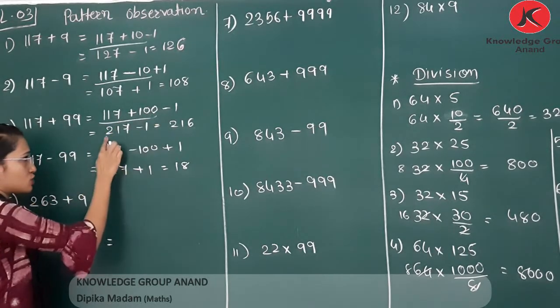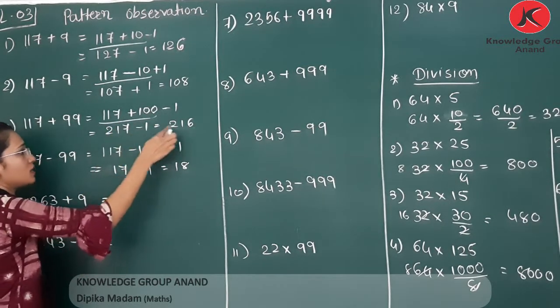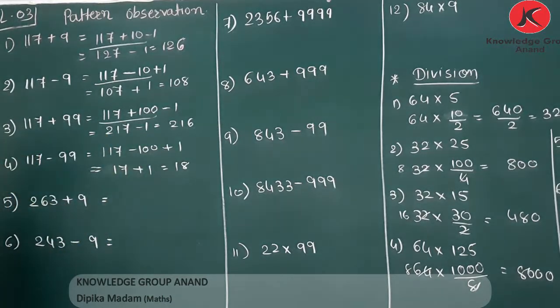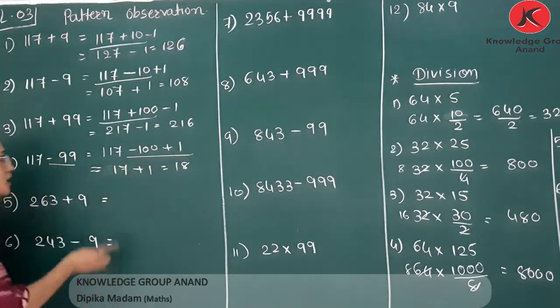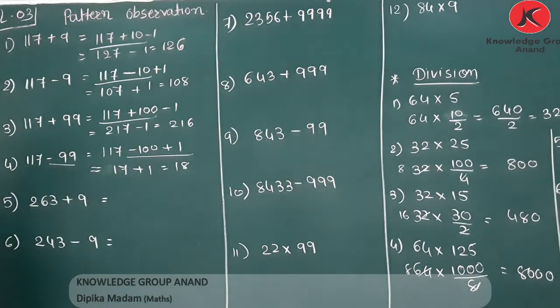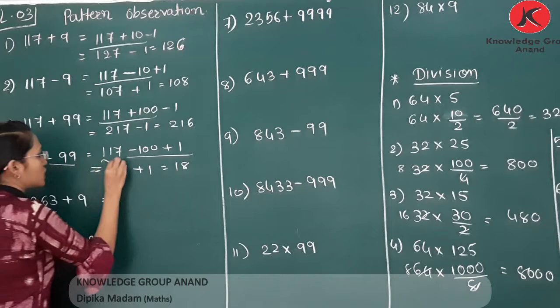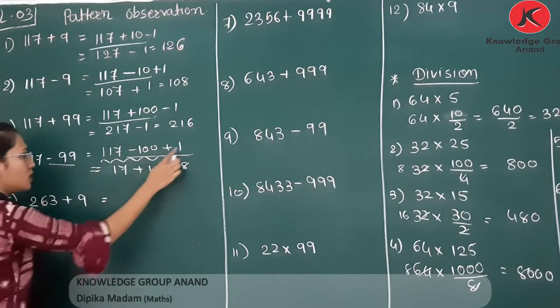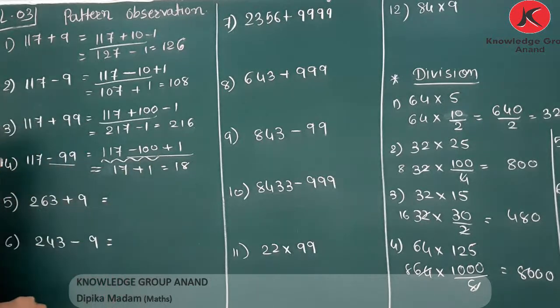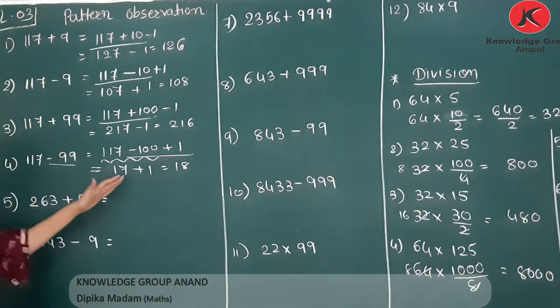117 plus 100 is 217. Minus 1 is 216. Minus 99 is there, then it can be represented as minus 100 plus 1. Now we will perform these two first. 117 minus 100, it is 17. Plus 1 at the last, it is 18. Now use these 4 steps to find the remaining answers.